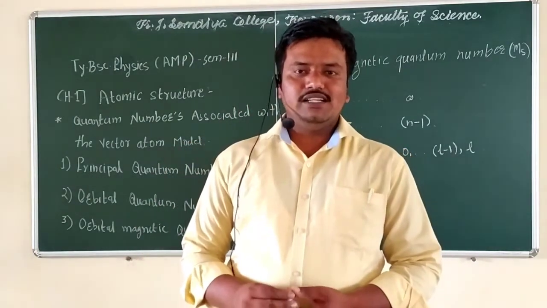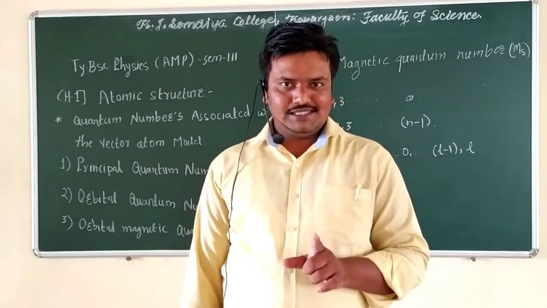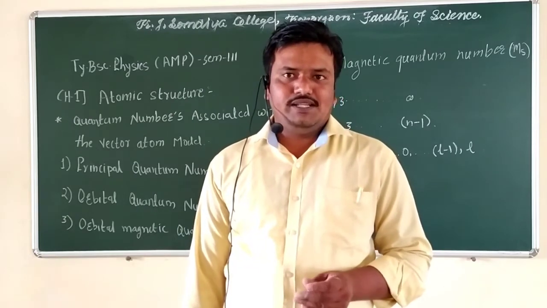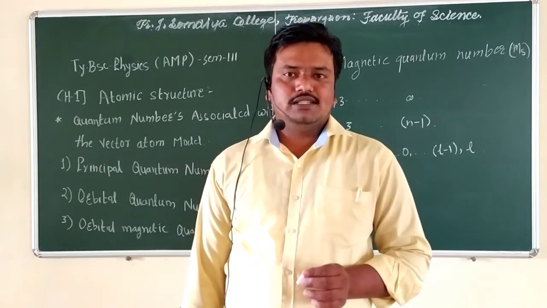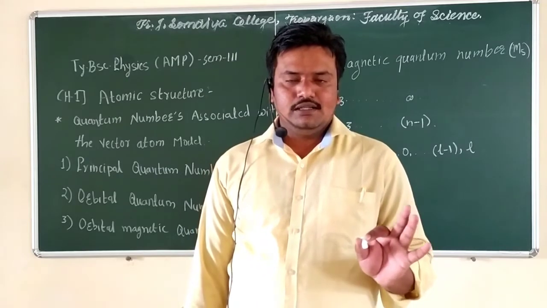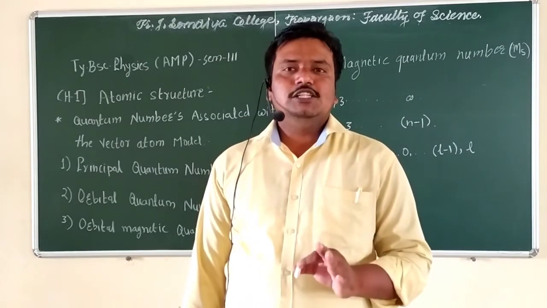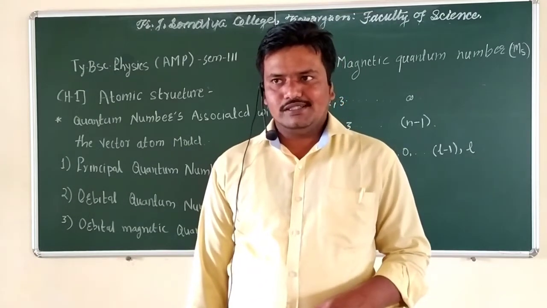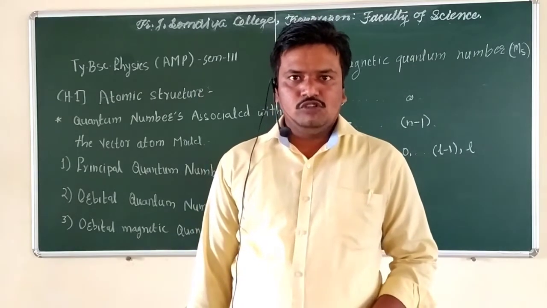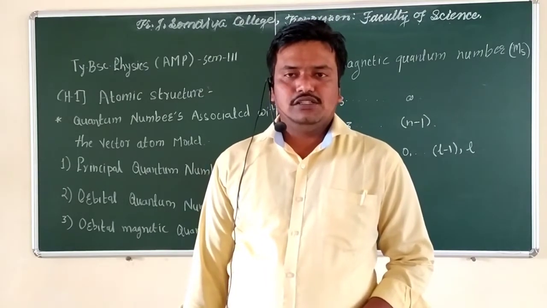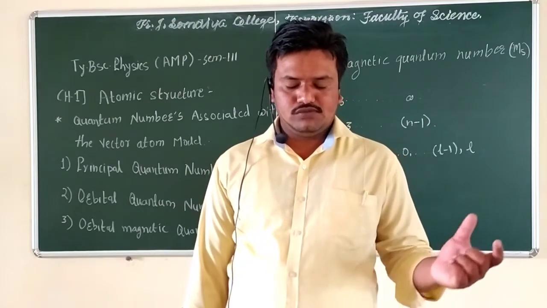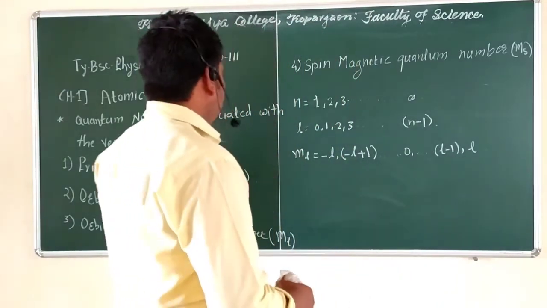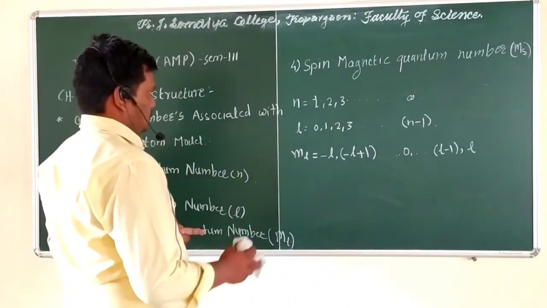After that, one extra quantum number is there, the spin magnetic quantum number, given by s or ms suffix. This spin magnetic quantum number is the additional fourth quantum number, and its value is plus half and minus half. We want to see a detailed discussion of these four quantum numbers. The first quantum number is the principal quantum number.